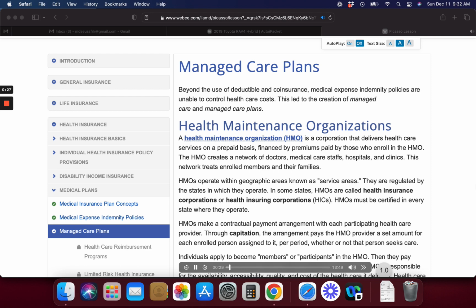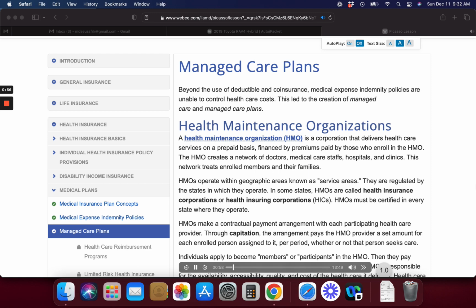The HMO creates a network of doctors, medical care staffs, hospitals, and clinics. This network treats enrolled members and their families. HMOs operate within geographic areas known as service areas. They are regulated by the states in which they operate. In some states, HMOs are called health insurance corporations or health insuring corporations, HICs. HMOs must be certified in every state where they operate.